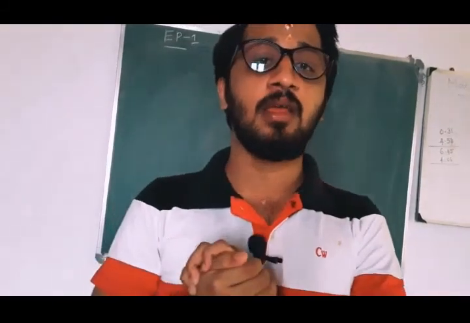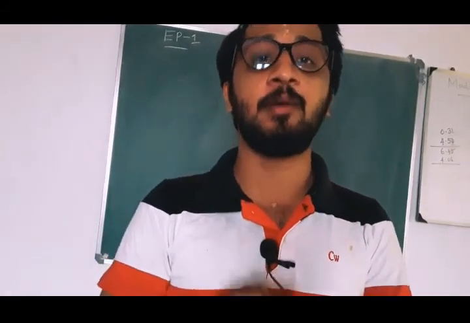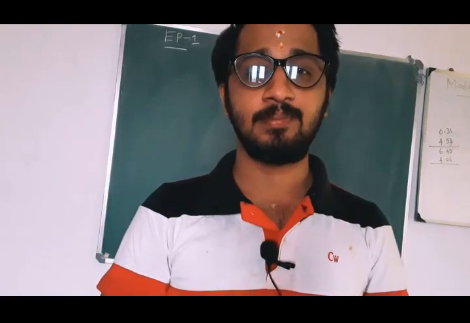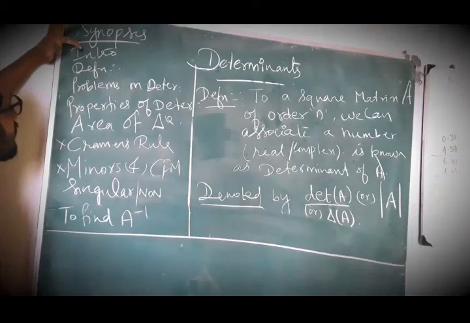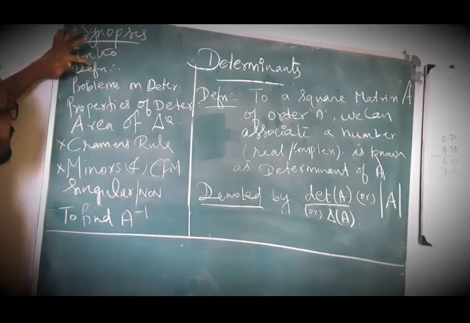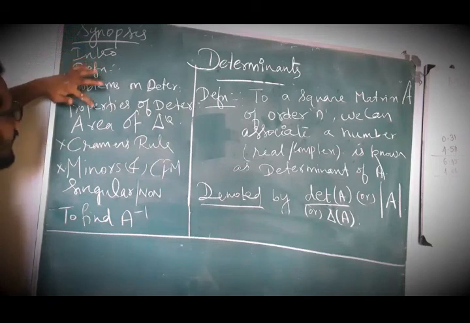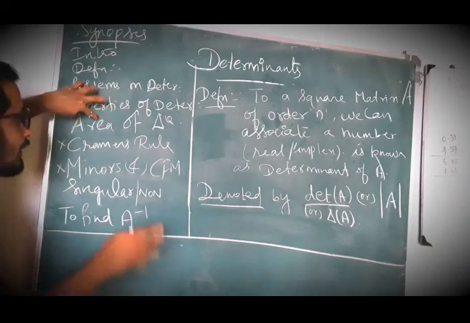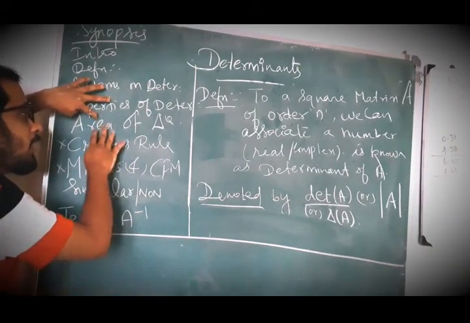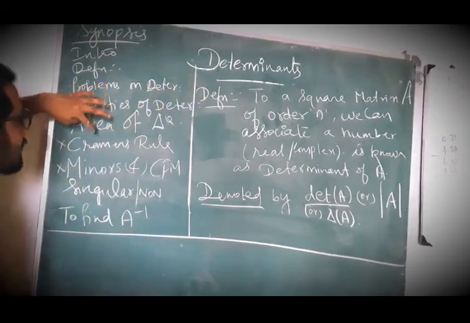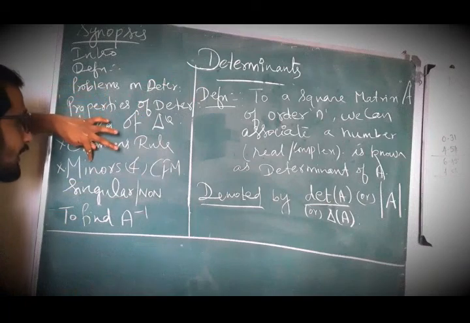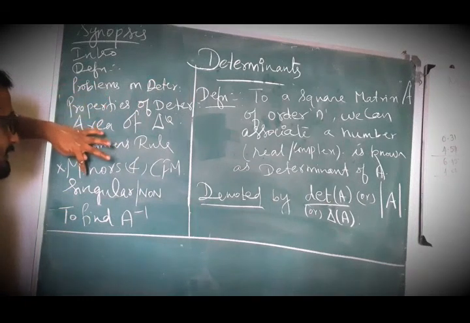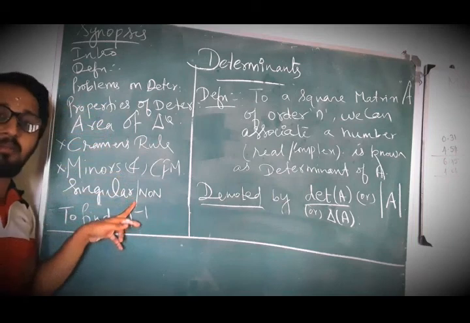Let us move on to the introduction part of this chapter, determinant. So the synopsis: introduction, definition of the determinant, problems on determinants, properties of determinant, area of the triangle. They will give two-dimensional points and we have to find the area of the triangle with the help of determinant. Then Cramer's rule, minors and the cofactor matrix, singular and non-singular matrix.